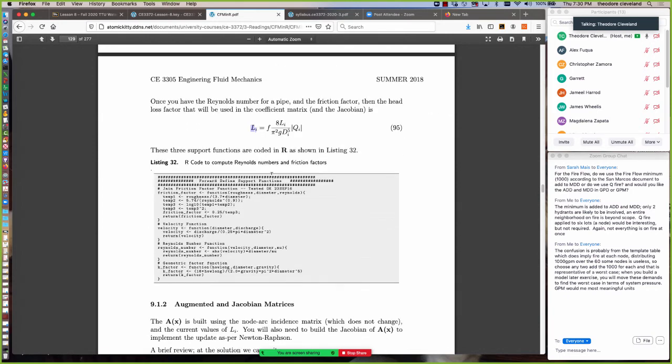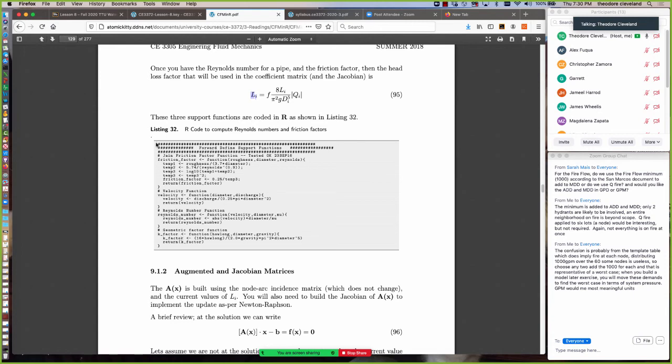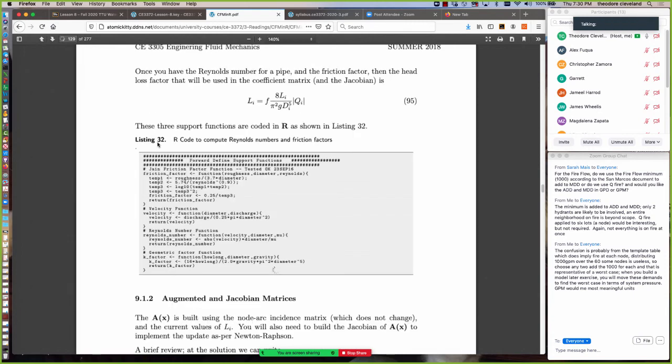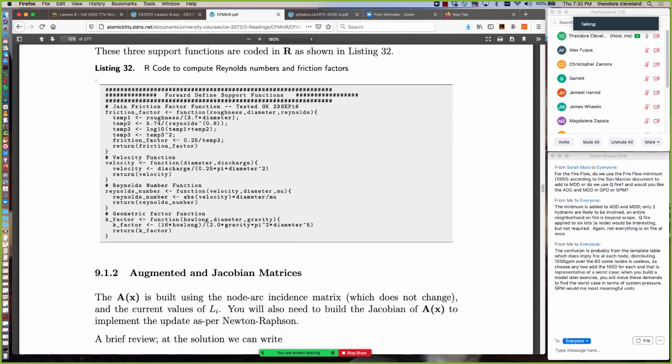And these support functions can be encoded into a script like that. There's really not much to it. Here's a Jain friction factor, and this happens to be in R, but if you're familiar with Python or pretty much any other scripting language, MATLAB has very similar syntax. Here we define a velocity function, and we're calculating velocity as a function of diameter and discharge in order to compute Reynolds number. So we have a Reynolds number function.